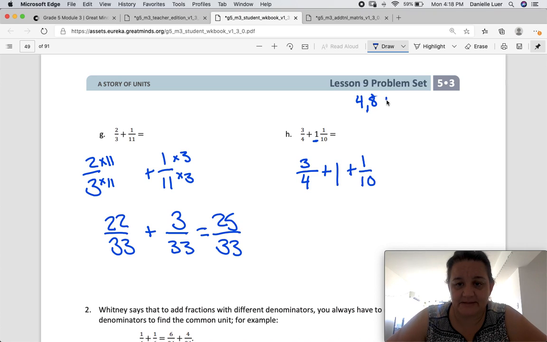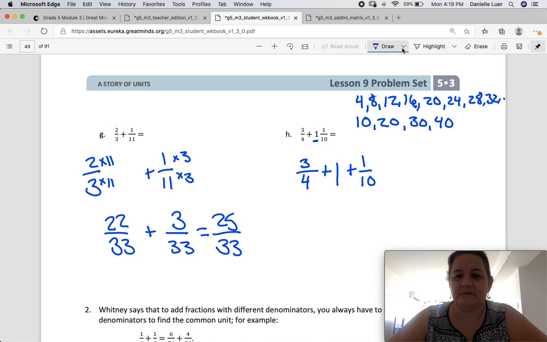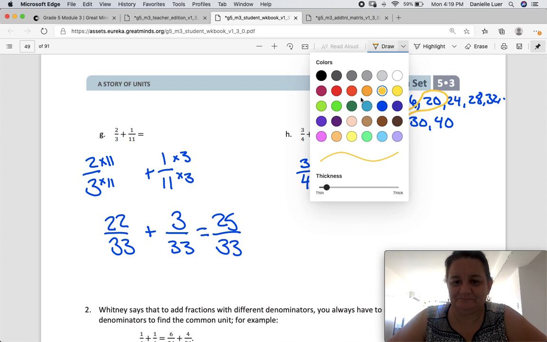4, 8, 12, 16, 20, 24, 28, 32. Okay, and then we could just keep going. And then by tens, I would have 10, 20, 30, 40. Do you see it? Do you see the lowest common denominator? Okay, it's right there. 20. So I'm going to use that lowest common denominator to find our answer.